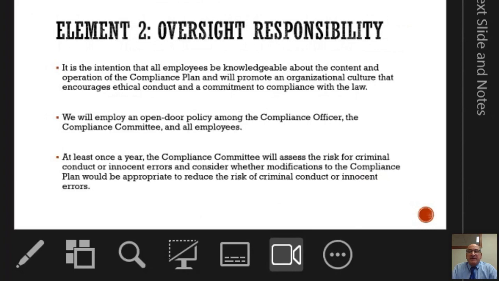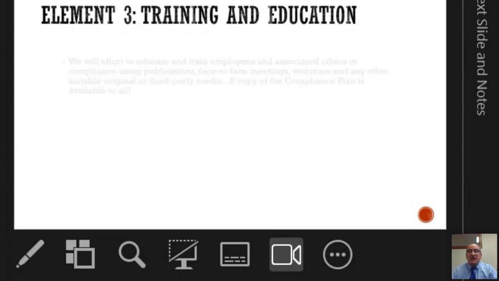2, oversight responsibility. It's the intention that all employees know who your compliance officer is, know that there is a compliance plan in place, and actually, did you know there's actually a compliance committee? The compliance committee in Medical Health Associates is comprised of a representative from each of the divisions, who the compliance officer reports to, and we meet at least 3 times a year to review the stuff that's going on, if any, with the compliance program, and also to talk about our internal audit, which we'll get to in a second.